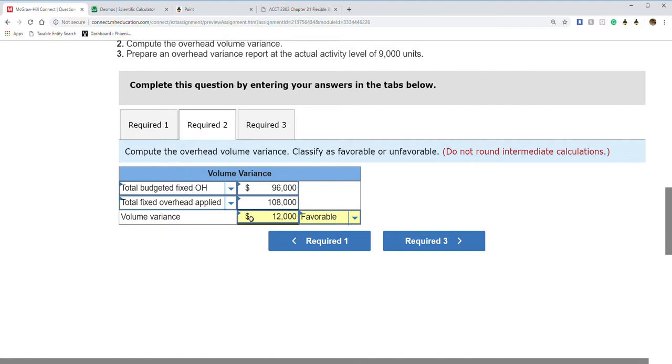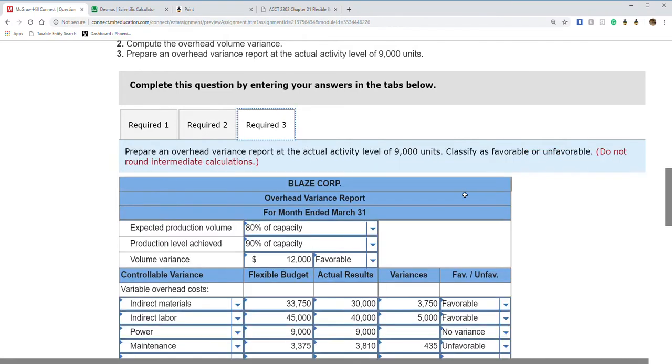Subtract the 2. Again, this is going to actually be a negative number. And due to that, it's going to be favorable. Again, Connect just likes it in positives. I don't know why, but you can put it in negative and it'll pretty much accept it still. So, again, that's required 2. Required 3 in itself is going to take a little bit of time.